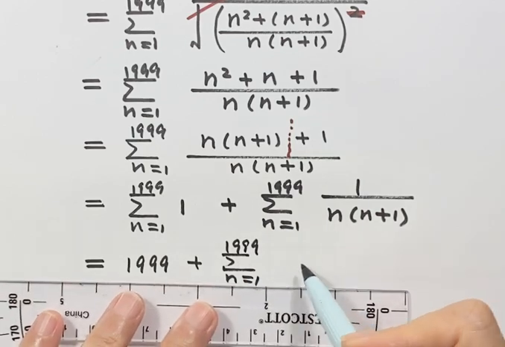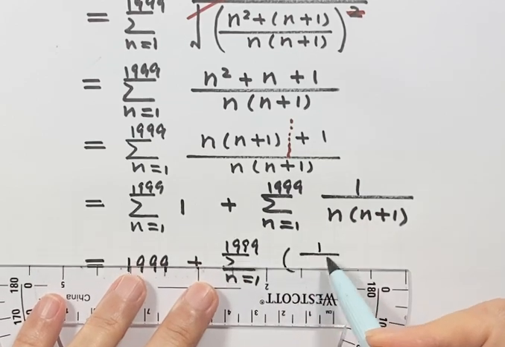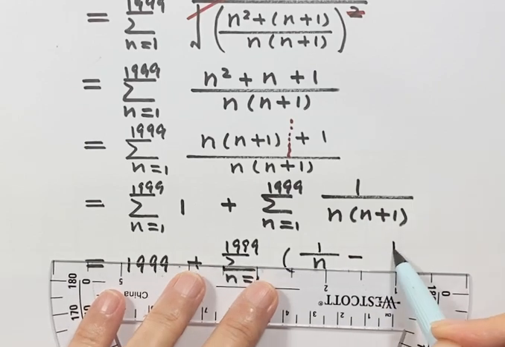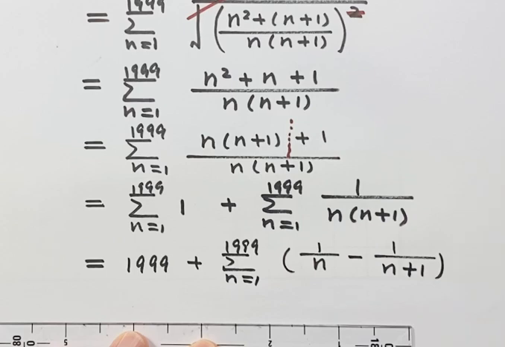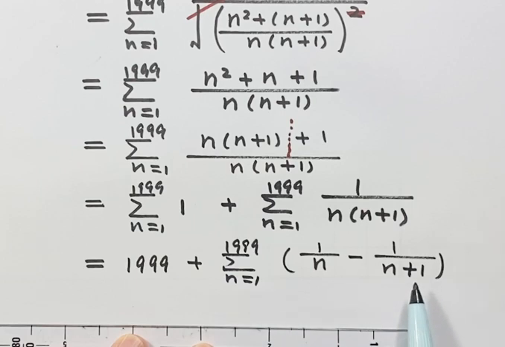Then for the second sum, we can rewrite the inside part this way: 1 over n minus 1 over n plus 1. You can easily check it. These two are equivalent, because if we make a common denominator, the top is n plus 1 minus n, which goes back to here. And this one is called the telescoping sum.